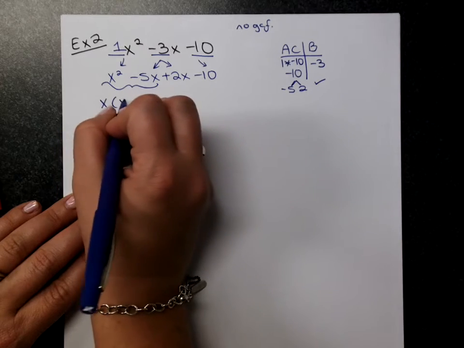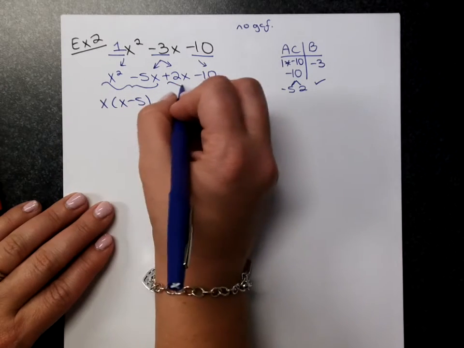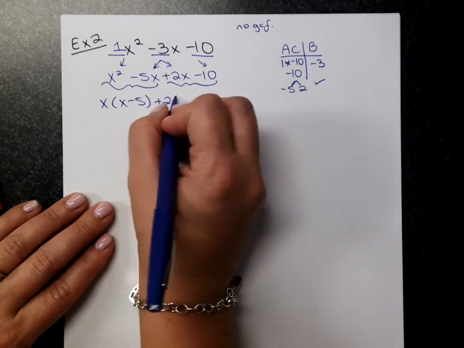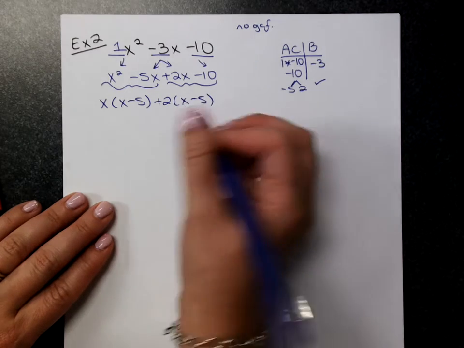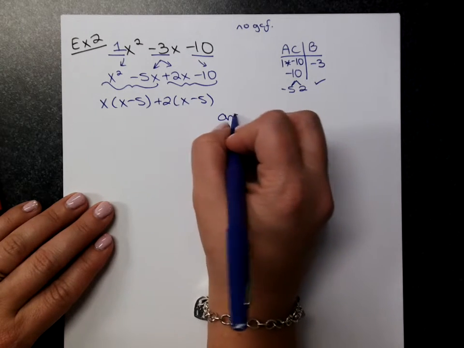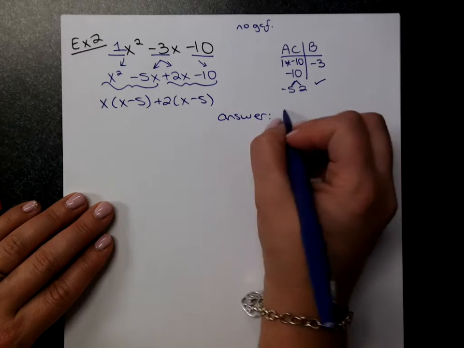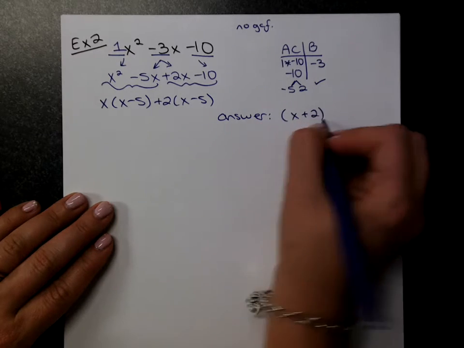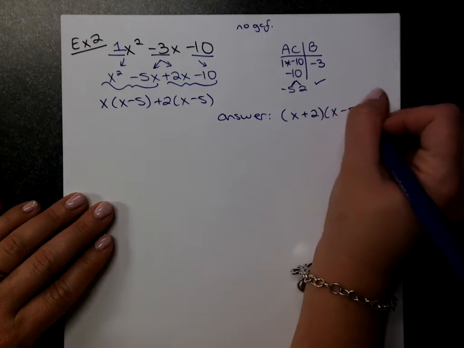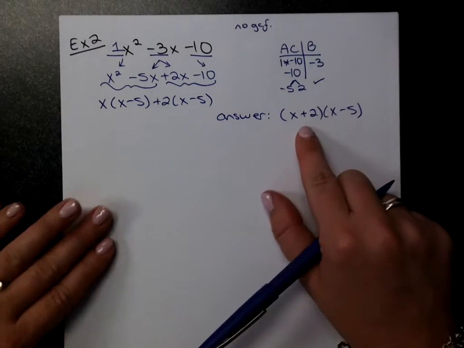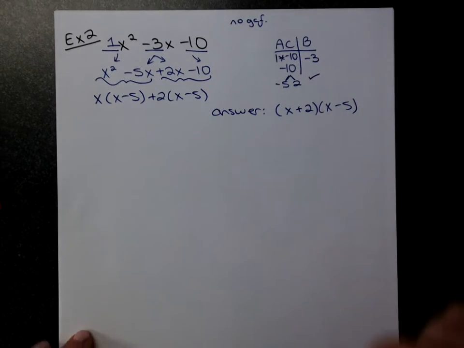That's x times x minus 5. Group plus 2 times x minus 5. So my answer would be x plus 2 times x minus 5. And you can have those swapped around as long as, again, that 2 is positive and the 5 is negative.